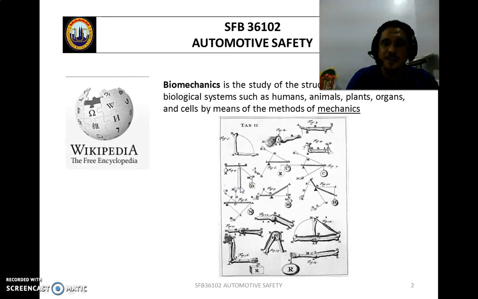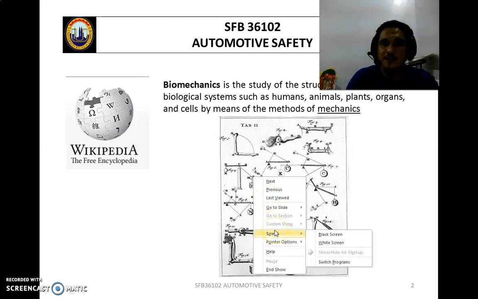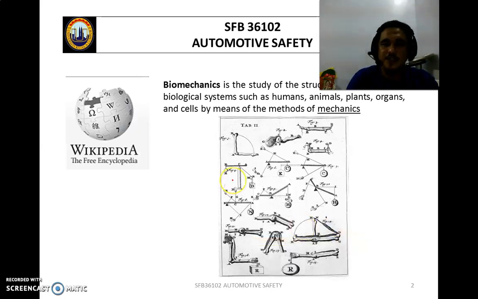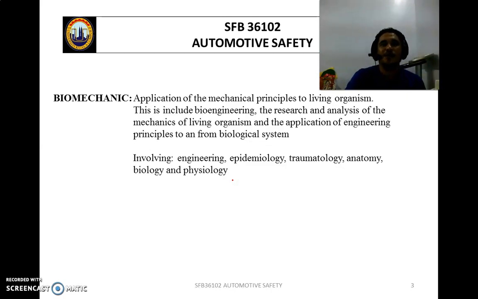So biomechanic is the study of the structure and function of biological systems such as human, animal, plant, organ, and cell by the methods of mechanics. Alright. So biomechanic means biological plus mechanical. The application of biomechanic is using mechanical principles in the living organism, especially injury due to accidents.